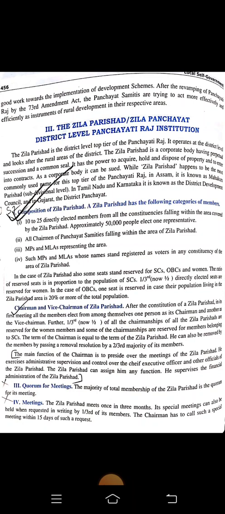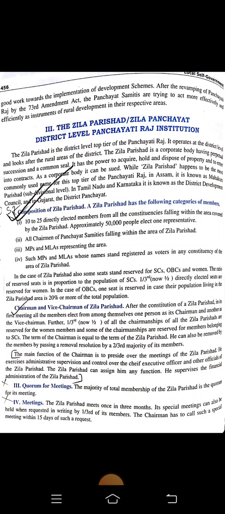So what is the composition? 10 to 25 directly elected members from all the constituencies falling within the area covered by the Zilla Parishad. Approximately 50,000 people elect one representative. All chairmen of Panchayat Samiti falling within the area of Zilla Parishad.